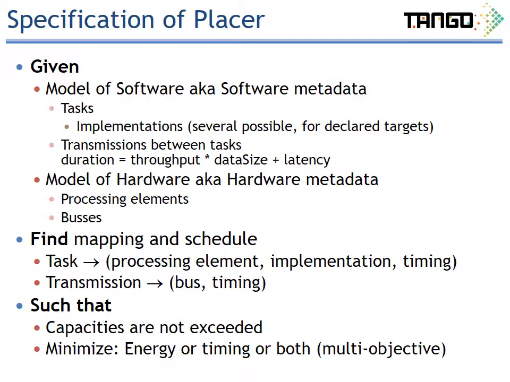The mapping includes where tasks execute, what the implementation is, and what the timing is. Transmissions are routed on buses, and you also have the timing. And you have some degree of freedom to express the objective function. Typically, you can minimize the energy, the timing, or both in a multi-objective fashion.